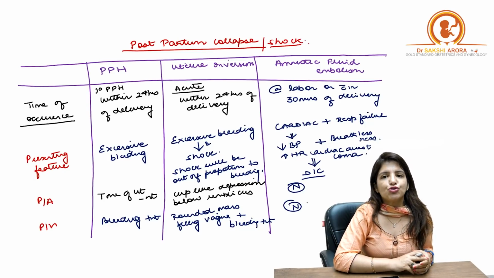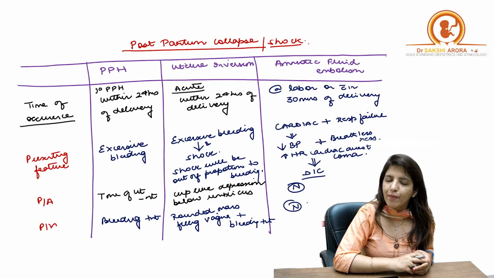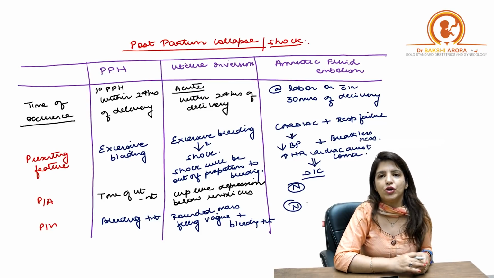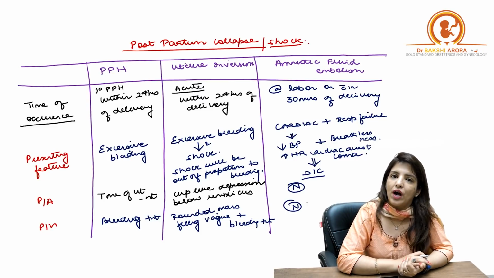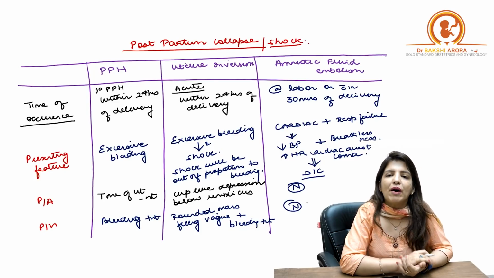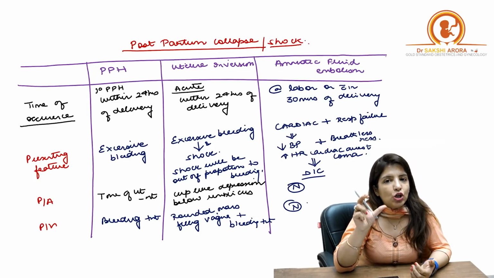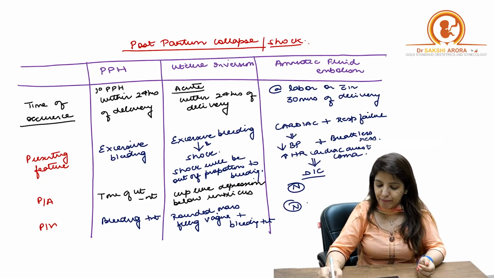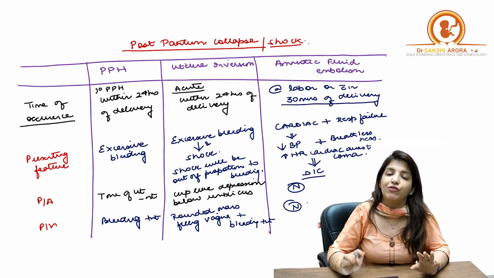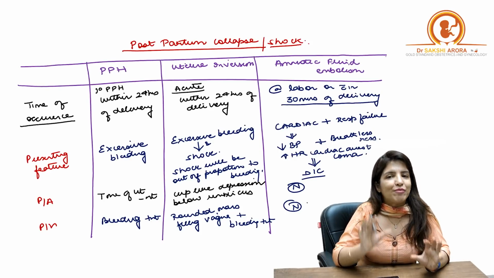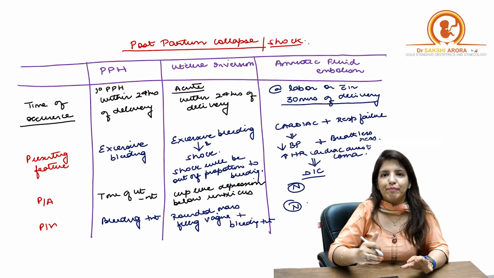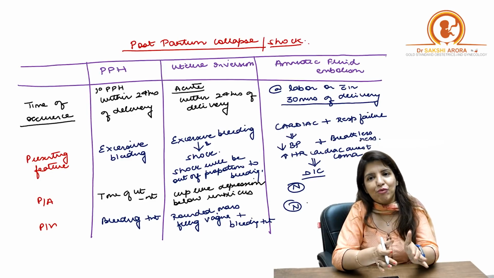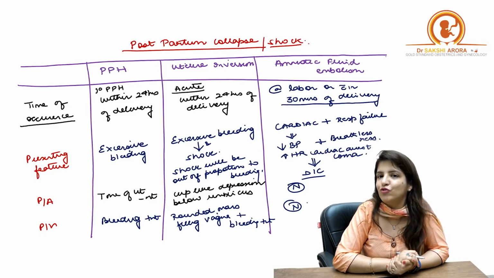When we are talking about uterine inversion leading to postpartum collapse, we are talking about acute uterine inversion, and again acute uterine inversion occurs within 24 hours of delivery. But when we talk about amniotic fluid embolism, it happens at the time of delivery or within 30 minutes of delivery. That's very, very important, right? So amniotic fluid embolism is not going to happen 2 hours after delivery or 4 hours after delivery. It is going to happen at the time of delivery or within 30 minutes of delivery.